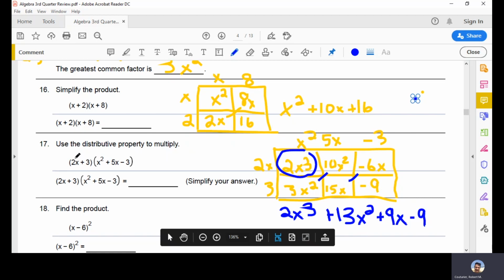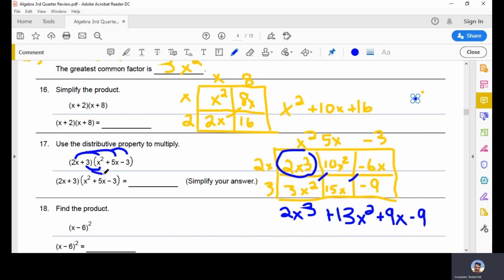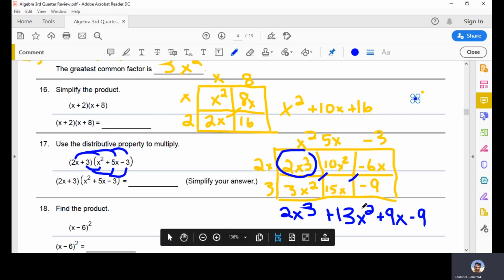Distributive property would have been you have to distribute this. Then you have to distribute this, which gives you all these little pieces. And then you add it up. This helps keep you organized. Okay.